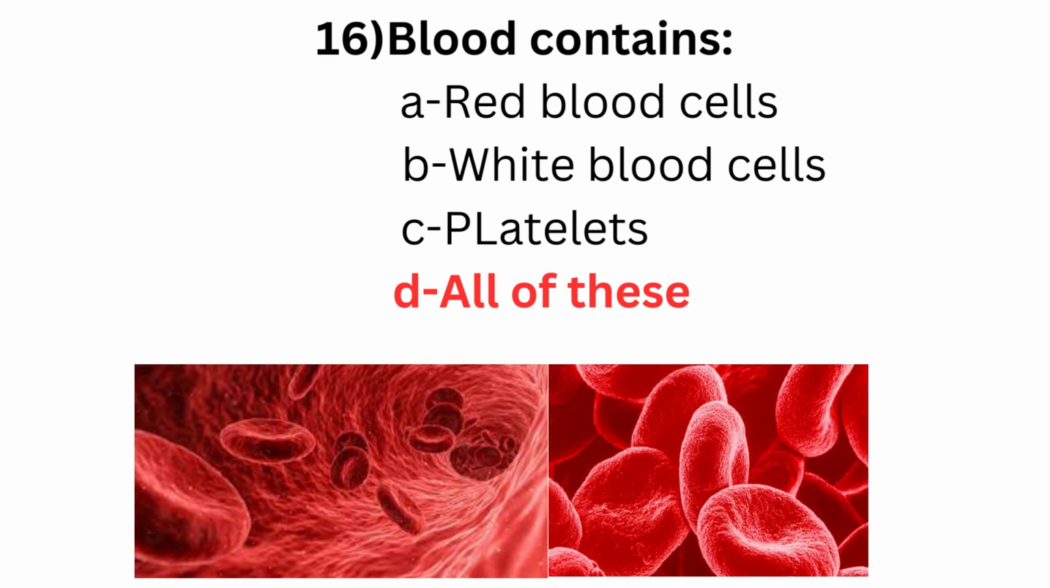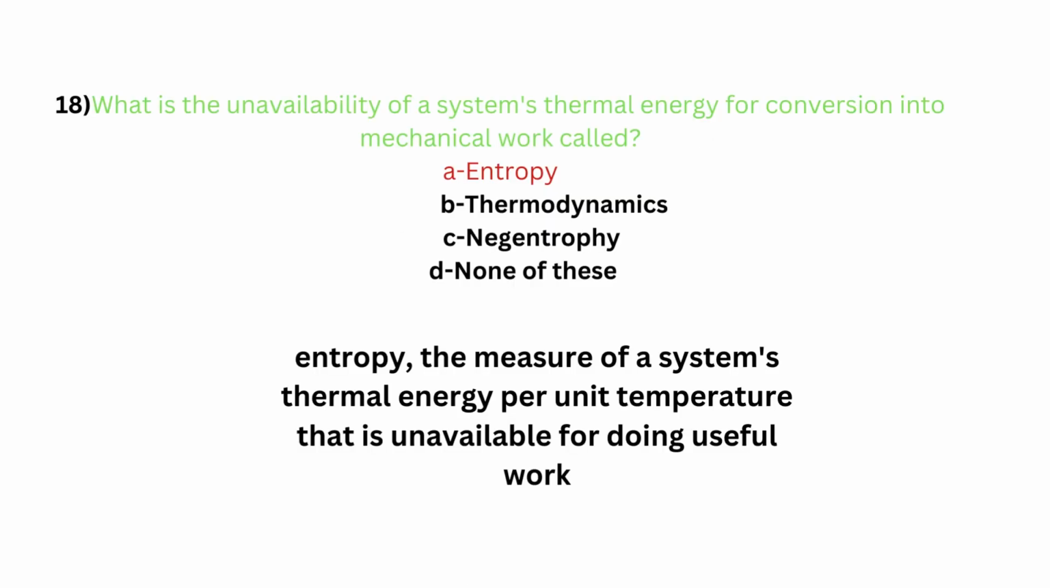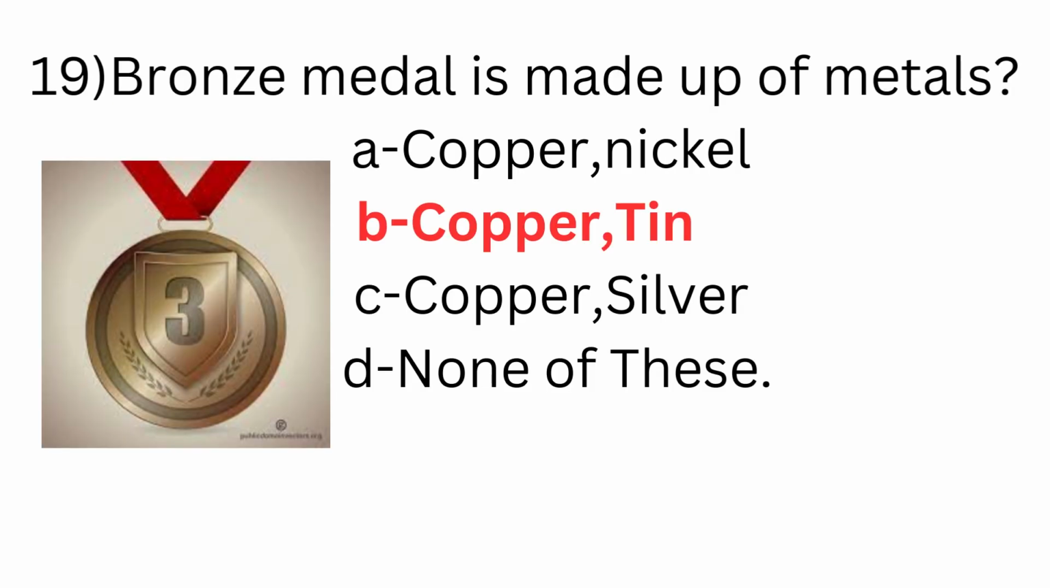And the next one is: what is the unavailability of a system's thermal energy for conversion into mechanical work called? It is called entropy. Entropy is the measure of a system's thermal energy per unit temperature that is unavailable for doing useful work.